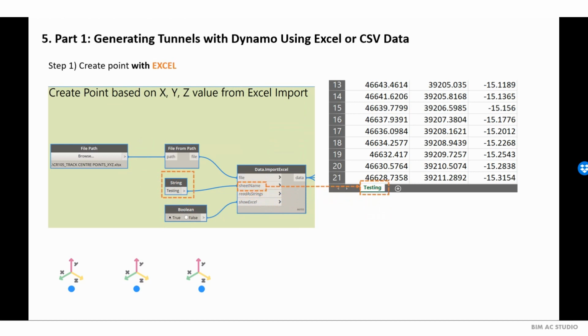And then if you are using Excel data, when you import your Excel sheet, in the sheet name you need to manually type your Excel sheet name. In my Excel I'm using "testing", so this keyword needs to be manually typed in Dynamo at the string node. Then Dynamo will use this keyword to extract your Excel data into Dynamo.